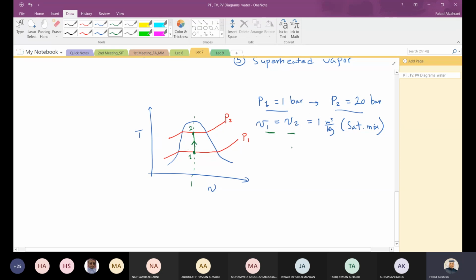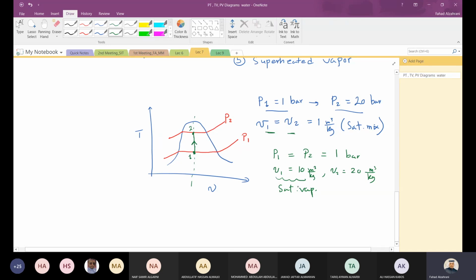Let's say I have another process. Let's say I have P1 equal to P2 equal to 1 bar. For example, V1 equal to 10 meter cube per kilogram, and V2 equal to 20 meter cube per kilogram. And assume that, for example, V1 is a saturated vapor state. So what you're going to do is go to state 1.